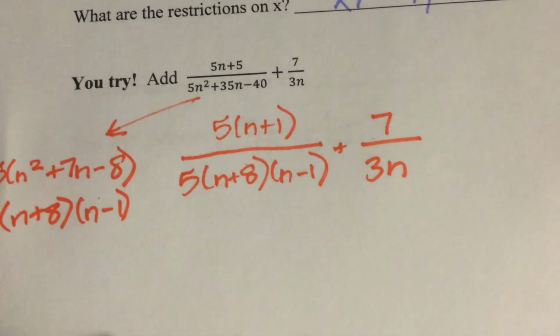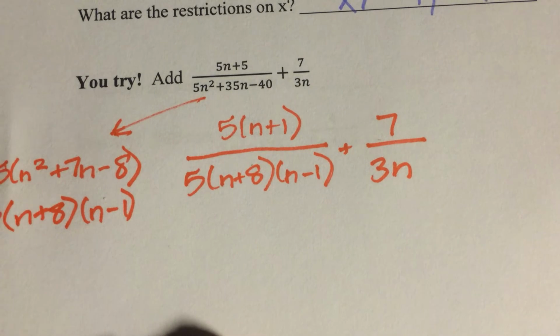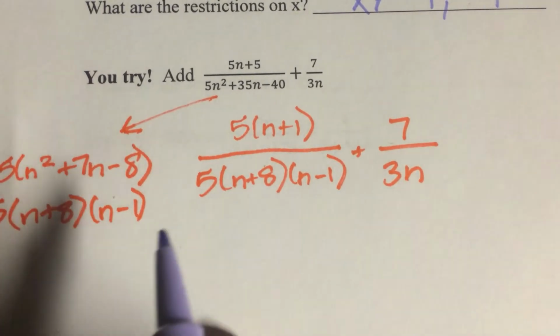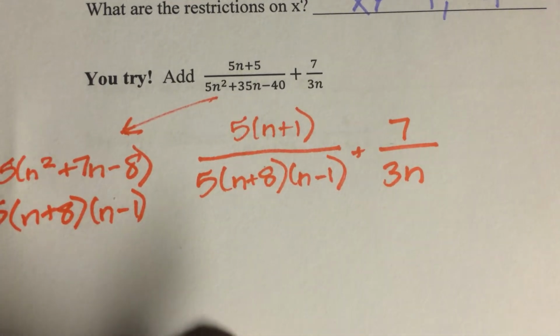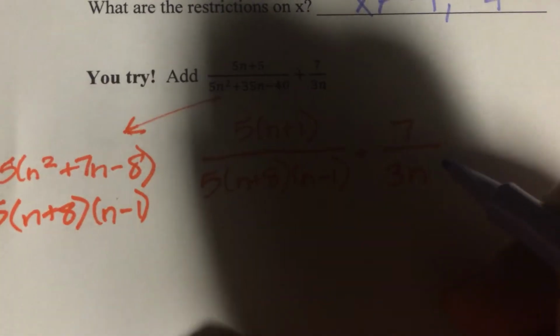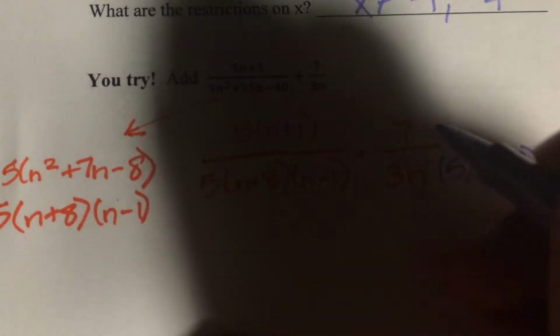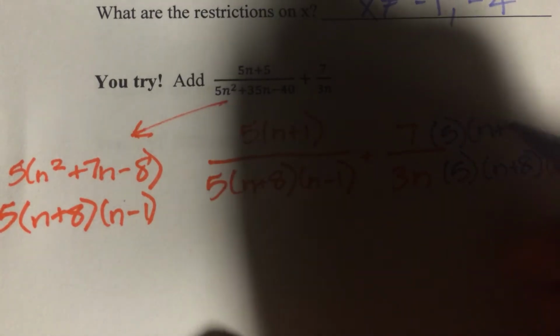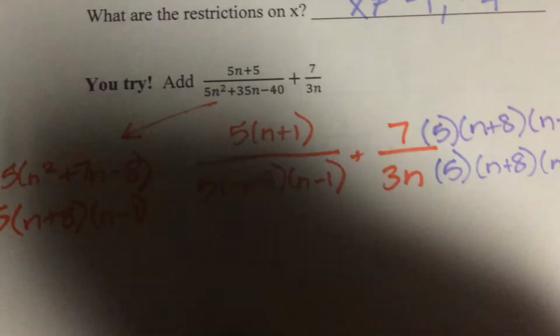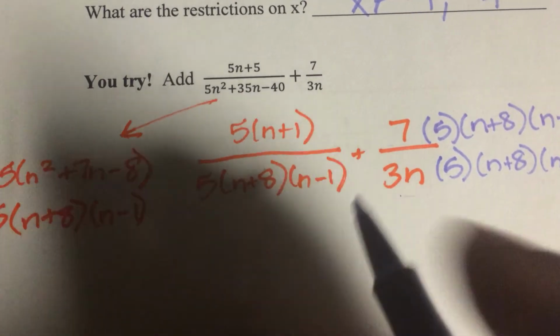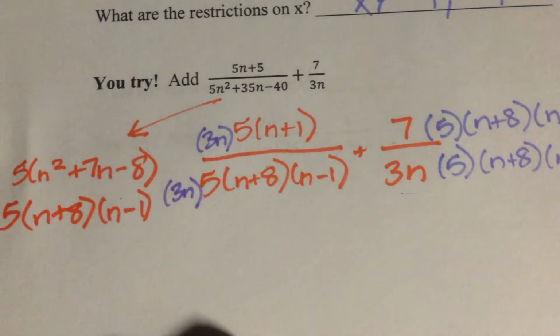So again, you want to ask yourself, what does the first one have that the second one doesn't? And the answer to that would be everything, right? The second fraction doesn't have a 5, an n plus 8, or an n minus 1, so we're going to need to multiply all of that in together. Okay, so 5 times n plus 8 times n minus 1. And of course, we're going to multiply that on the top also. And then this side over here doesn't have the 3n that the second fraction had. So we're going to multiply that. And I don't care if you put it at the front or at the back. It doesn't matter. Okay.